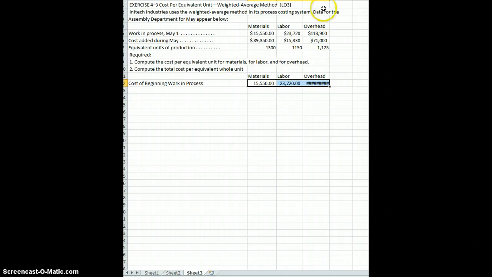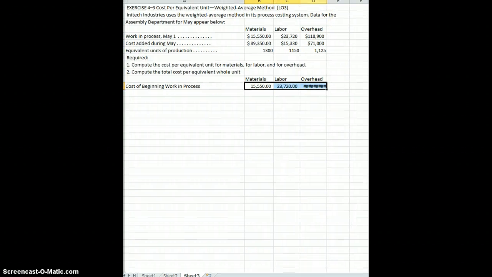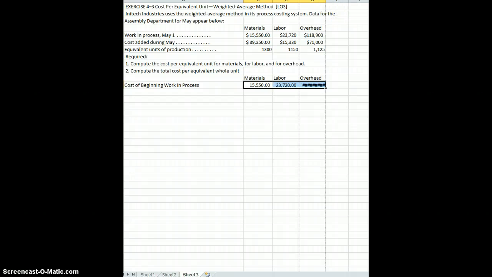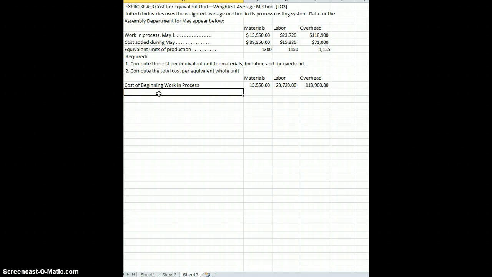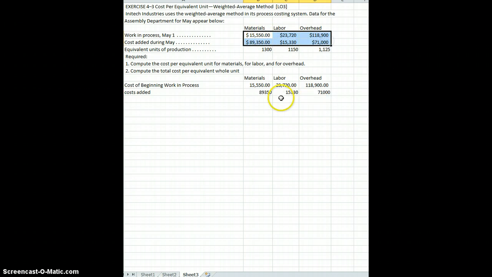And then we're going to add what we did during the month. So the costs during the month. And you can see our costs added are listed here across the top. It's $89,350 for materials, $15,330 for labor, and $71,000 for overhead. And again, these numbers come right from up here. We could have even copied and pasted them down.